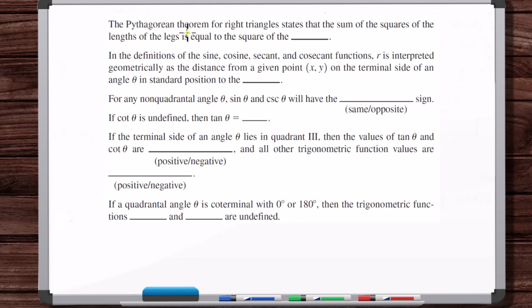The Pythagorean theorem for right triangles states that the sum of the squares of the lengths of the legs is equal to the square of the hypotenuse, for any right triangle. The side opposite the right angle is the hypotenuse, and the legs are any values A and B. The sum of the squares of the legs is equal to the square of the hypotenuse.